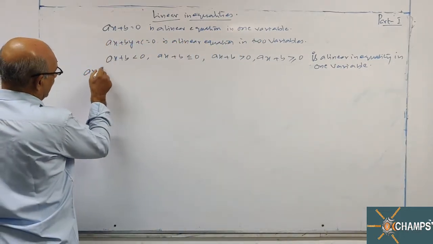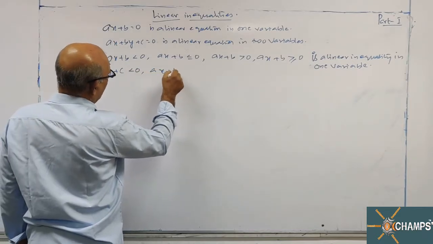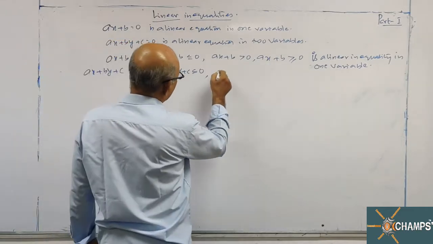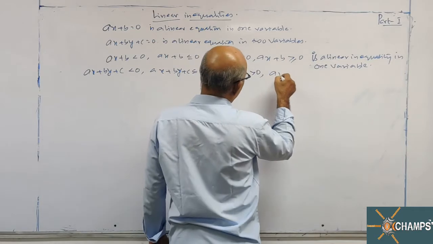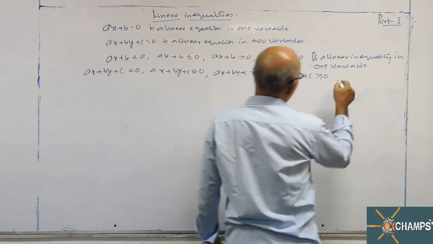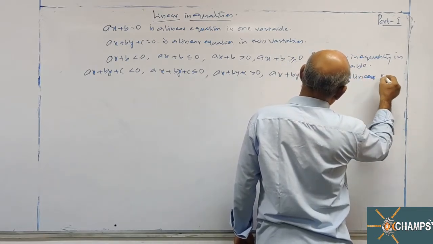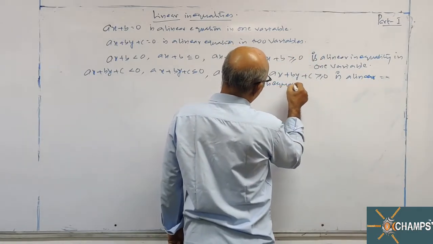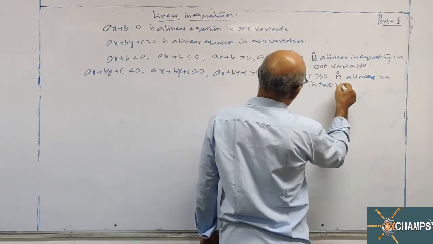Similarly, if I write ax plus by plus c is less than 0, ax plus by plus c less than or equal to 0, ax plus by plus c greater than 0, ax plus by plus c greater than or equal to 0, this is a linear inequality in two variables.